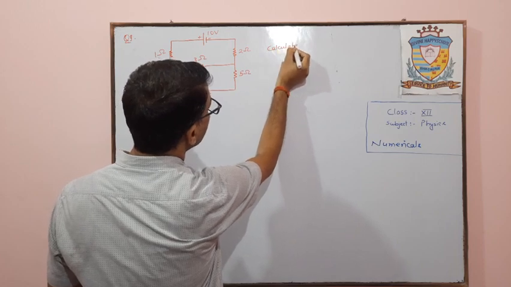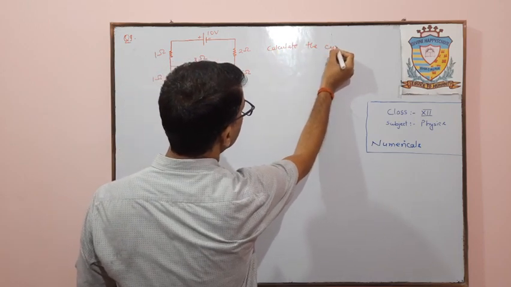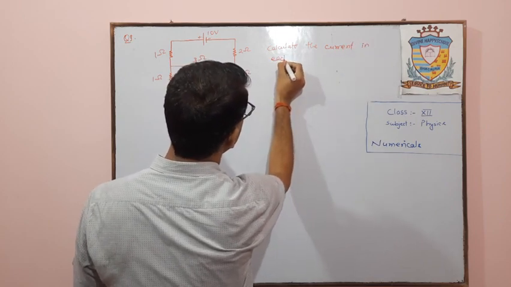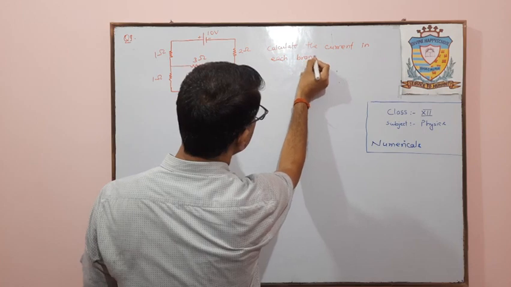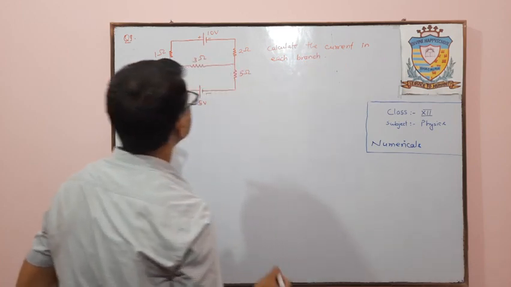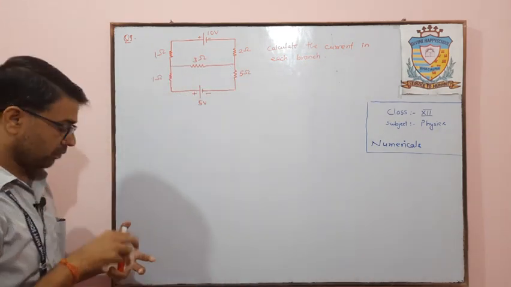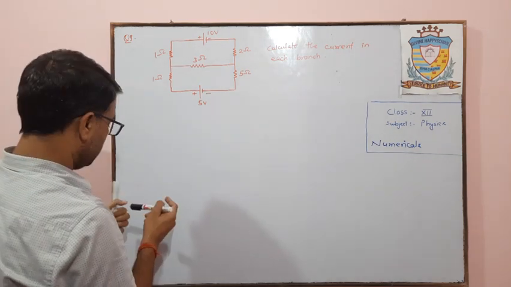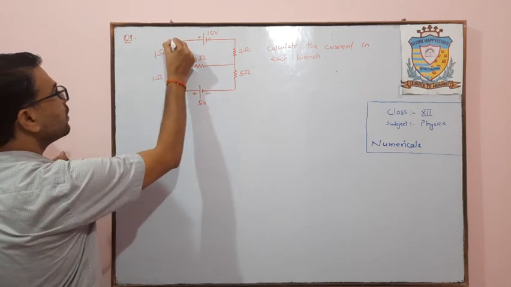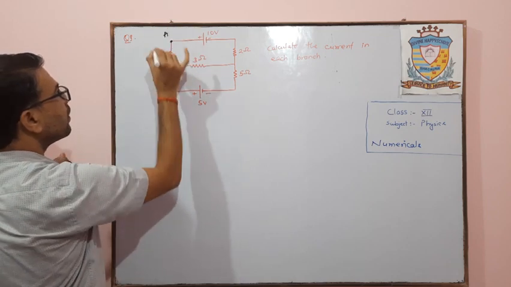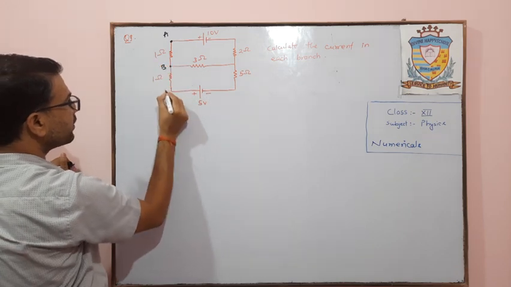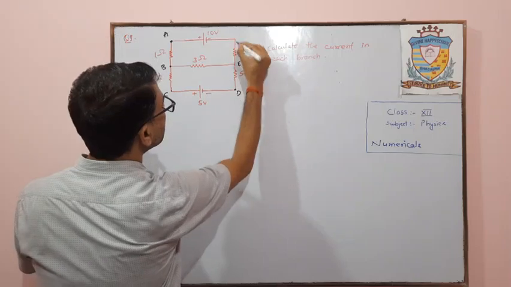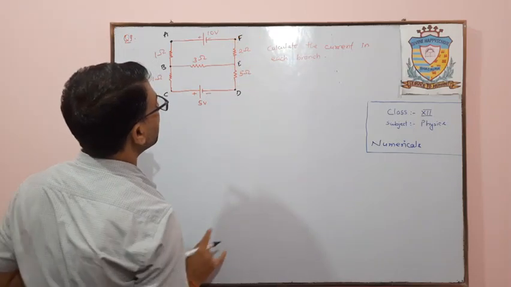Calculate the current in each branch. Okay. Now, first we'll put the names; let them be A, B, C, D, E and F.